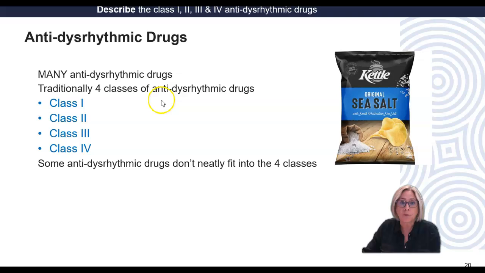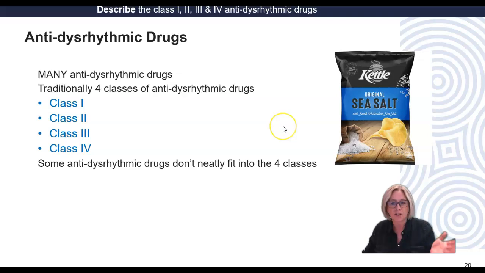Now, there are many anti-dysrhythmic drugs. There are traditionally 4 classes, and they're conveniently called class 1, 2, 3, and 4. And some anti-dysrhythmic drugs don't fit neatly into the 4 classes. Class 1 target sodium channels, class 2 target the beta-adrenergic receptor, class 3 target potassium channels, and class 4 target the calcium channel.